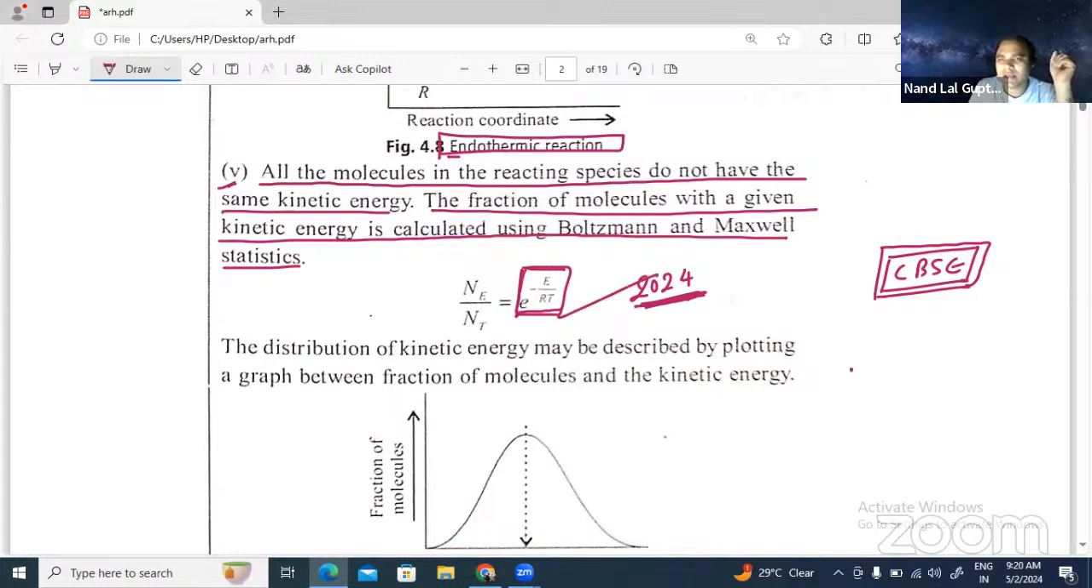The other option was A e power minus Ea upon RT. One more option was there. This was wrong, and this was the correct one. So the fraction of molecules with the given kinetic energy is calculated by this equation: e power minus Ea upon RT.